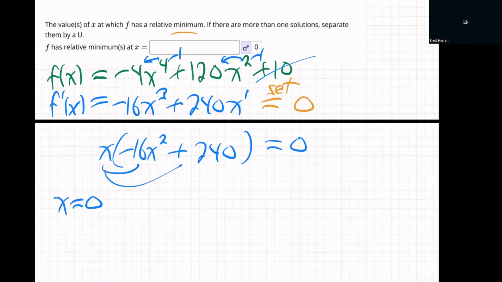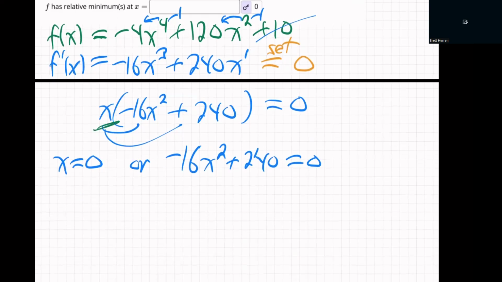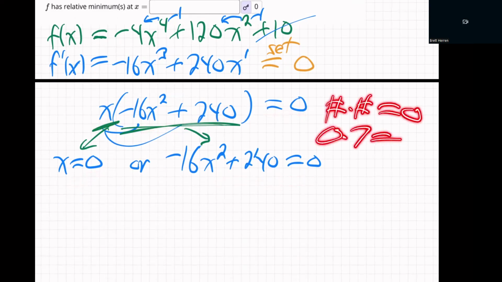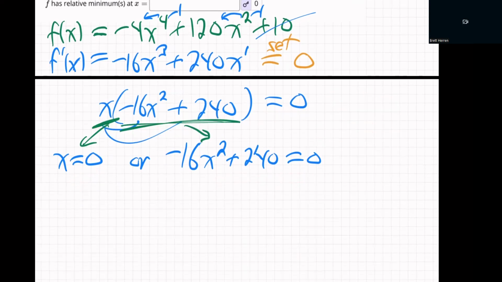So the x alone is 0, or minus 16x squared plus 240 is 0, right? See what I did there? I set the first part to 0 and the second part. Now why? Well, because that's logical. If two things are multiplying to equal 0, either one could be 0 to make that true, right? If I told you, hey, I'm thinking of two numbers and they multiply to be 0, the first one could be 0, like 0 times 7 to be 0, or the second one could be 0, right? If either the first or second is 0, they're going to multiply to be 0. So this one's all done.